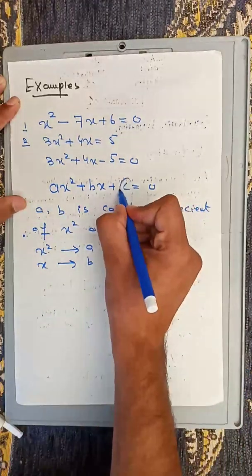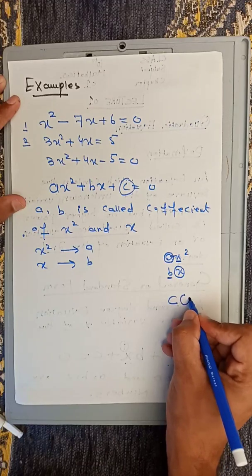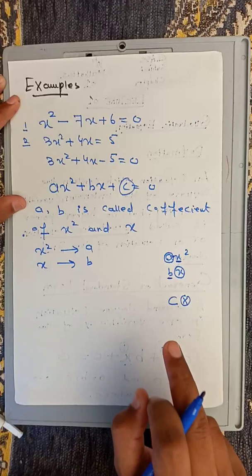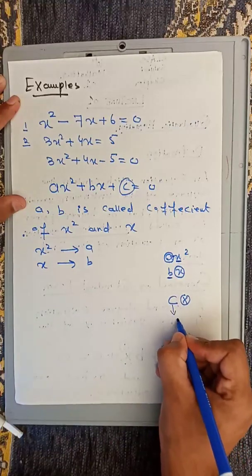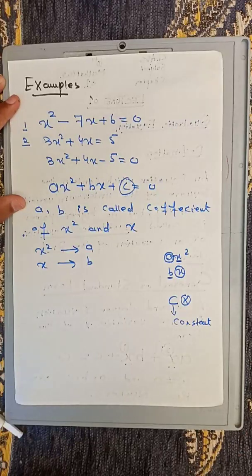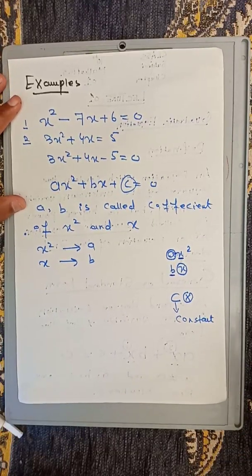For example, here is c. If we look at c, we have no variable here, so we do not call c a coefficient, we call it a constant. So simply, any number written with a variable is called a coefficient, and any number without a variable is called a constant.